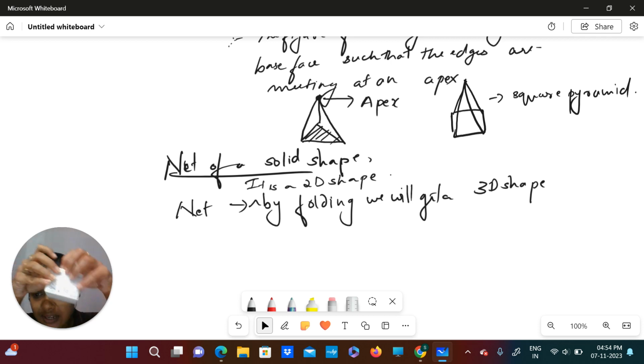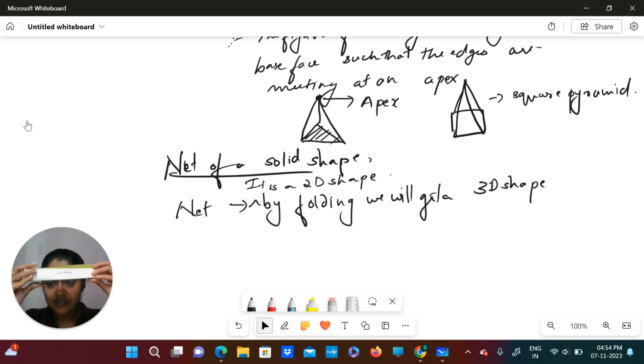So when I separate the edges from here, look at it, it's just opening, correct? Here you don't need to consider these parts. So if I cut here and open this, I will get a 2D shape basically, right? That is called the net. So by folding the net, we will get a 3D shape.